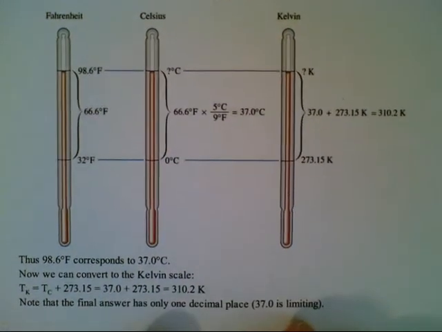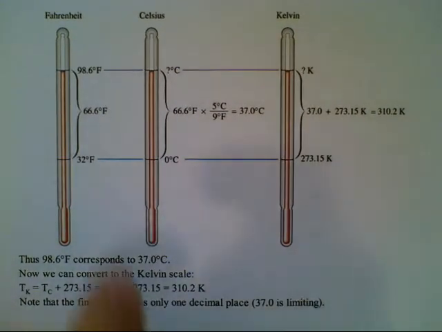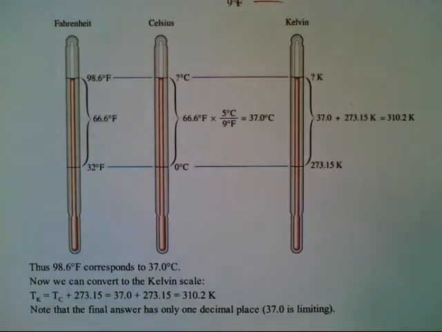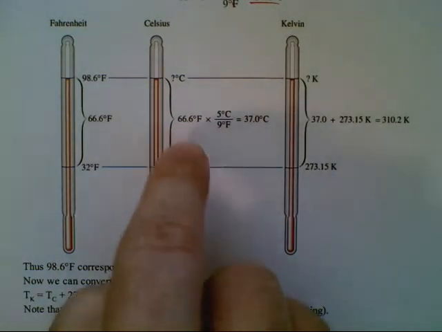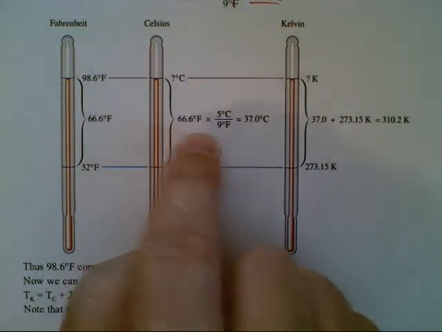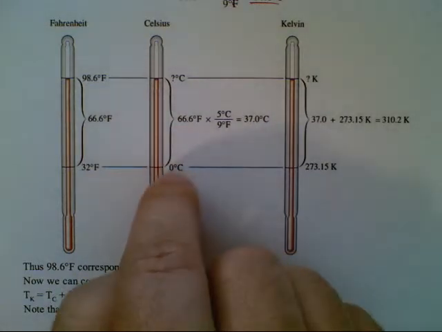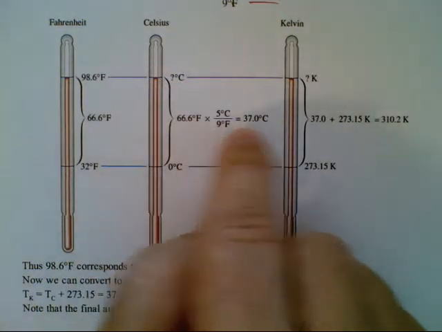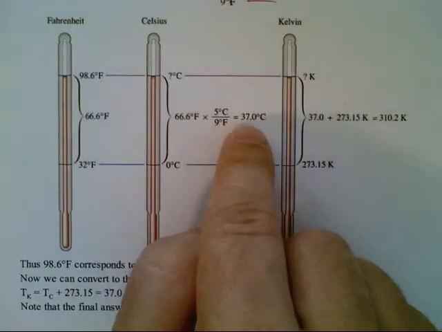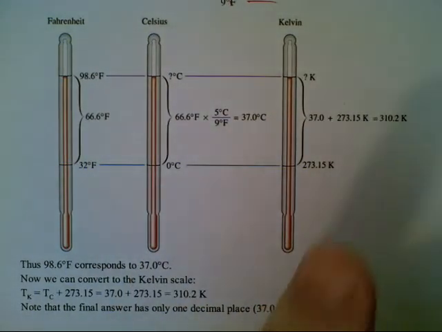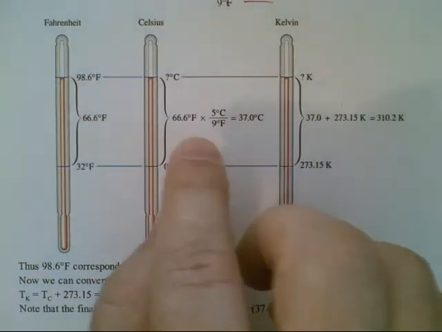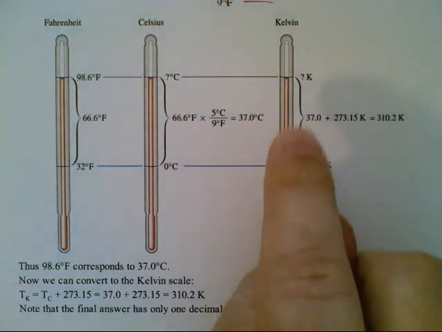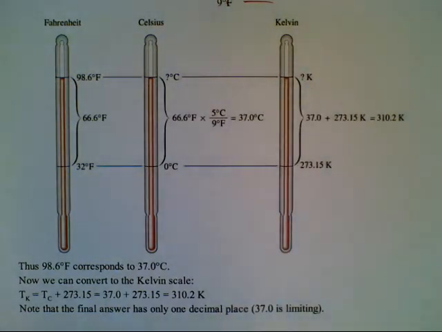So if there's a difference between 98.6 degrees Fahrenheit and 32, like we already said, it's 66.6 degrees Fahrenheit. The difference between 0 degrees Celsius and whatever this temperature is here is still going to be the 66.6 degrees Fahrenheit, but in Celsius, that's going to be the 37.0 degrees Celsius. Now that we have the degrees Celsius, we can use that to help us understand what the Kelvin is going to be.